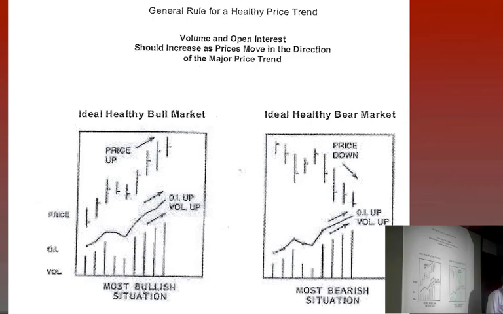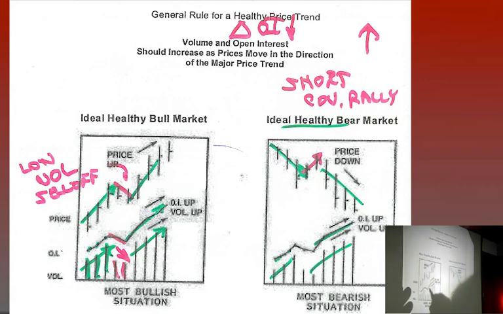It says that both volume and open interest should increase as prices move in the direction of the major price trend. Therefore, the most bullish situation you can find on a futures chart is price going up and the volume bars going up, meaning volume is increasing. And at the same time, the number of open contracts.